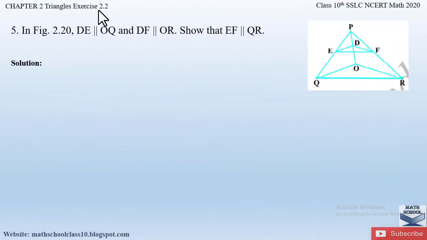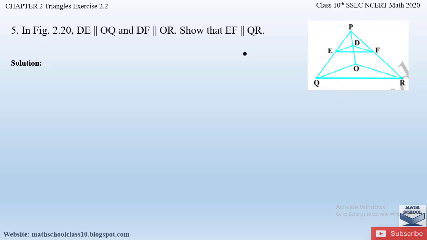Question number 5 from exercise 2.2, chapter 2 Triangles says: in figure 2.20, DE is parallel to OQ and DF is parallel to OR. Show that EF is parallel to QR. So we have a triangle PQR, and they have given us that the line DE is parallel to OQ, and similarly the line DF is parallel to OR. Now we have to prove that this line EF is parallel to QR.